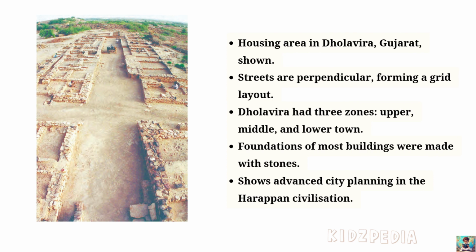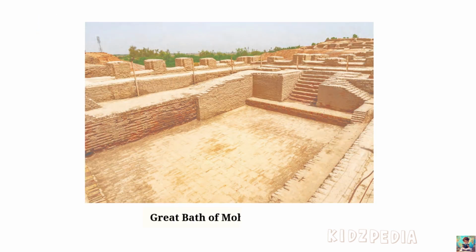The streets are perpendicular, forming a grid-like pattern which shows careful city planning. Unlike most Harappan cities that had two zones, Dholavira had three distinct zones: upper town, middle town, and lower town. The foundations of most buildings were made of stones, which made them strong and durable. And this picture shows the Great Bath of Mohenjo-daro, one of the most famous structures of the Harappan civilization.